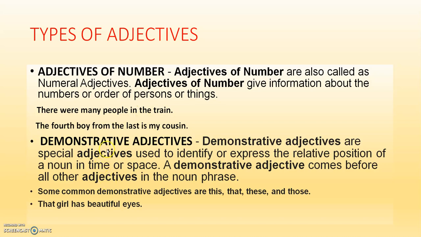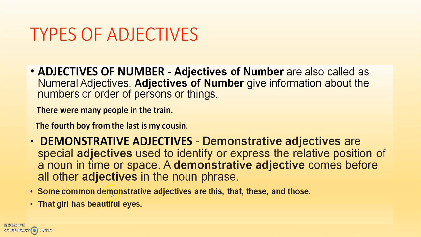Now the next is demonstrative adjectives. Do you remember, children? We have also studied demonstrative pronouns. Demonstration, as I already explained to you, means to show something. So here, demonstrative adjectives are special adjectives which are used to identify or express the relative position of a noun in time or space. A thing to remember is a demonstrative adjective comes before all other adjectives in the noun phrase.